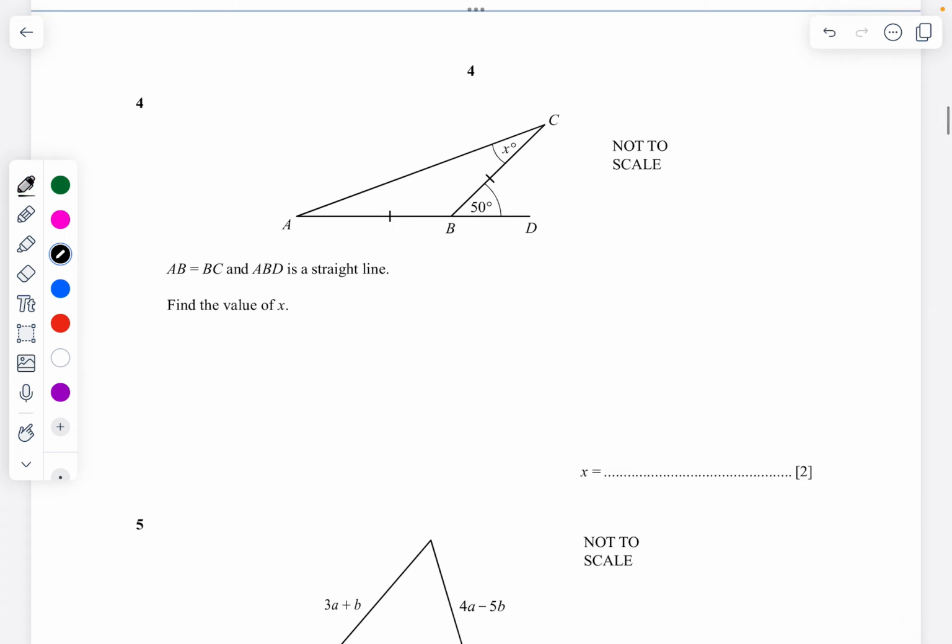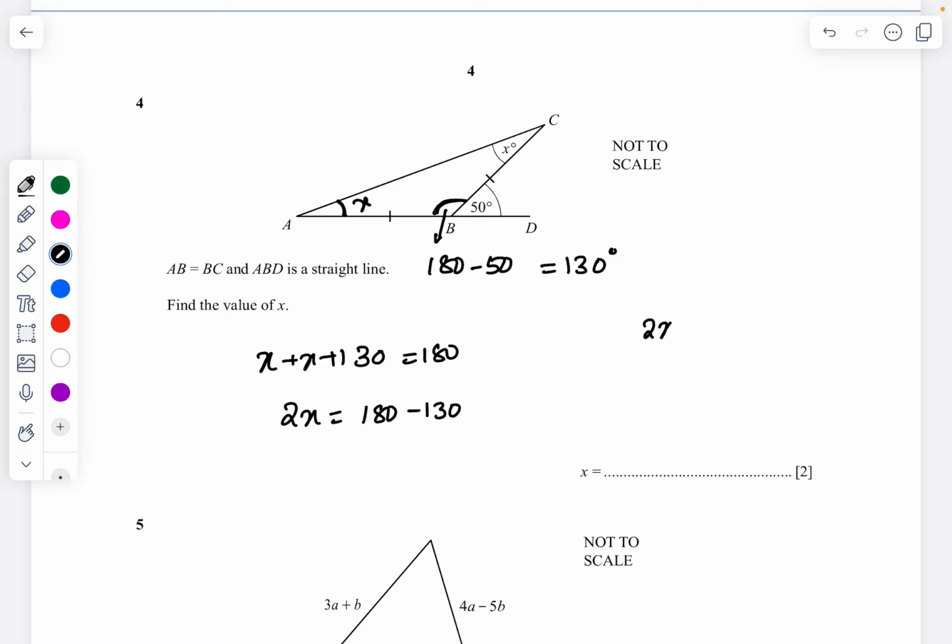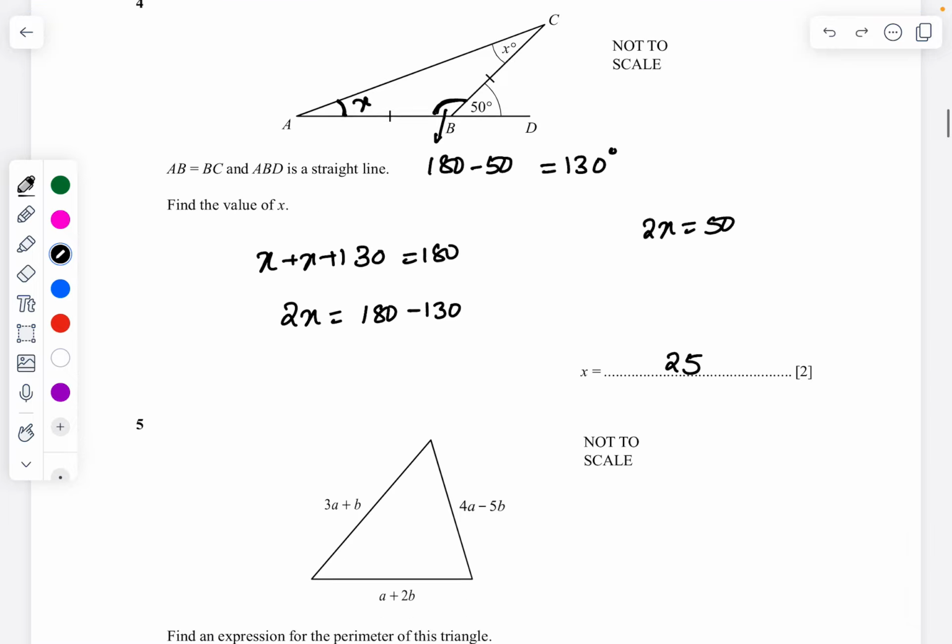Question number 4. AB equals BC and angle ABD is a straight line. Find the value of x. So if that angle is 80, this angle will be 180 minus 50, which is 130. And this angle also has to be x because two sides are equal, so two angles will also be equal. So x plus 130 equals 180. So 2x equals 180 minus 130, so 2x equals 50. So what is the value of x? x equals 25. Degrees is already mentioned, so 25.